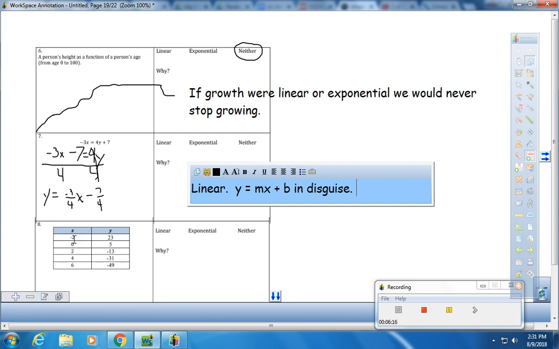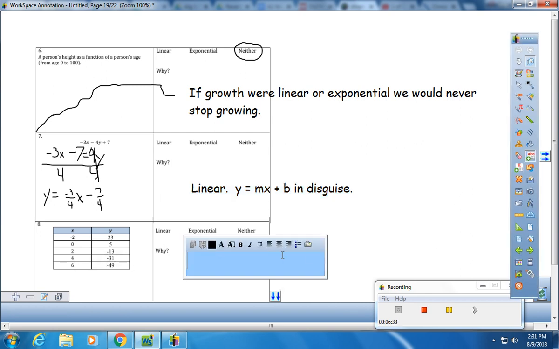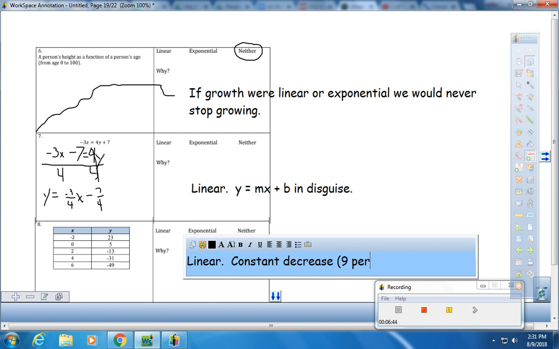All right, notice, each time we're going up by 2, but every time we go up by 2, we drop by 18. Up by 2, drop by 18. So you can see, this is linear. Constant decrease. 9 per unit. So the slope would be negative 9. All right.